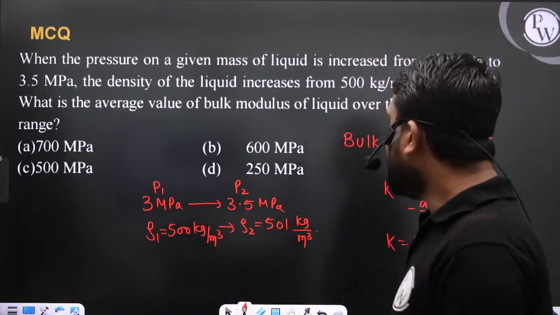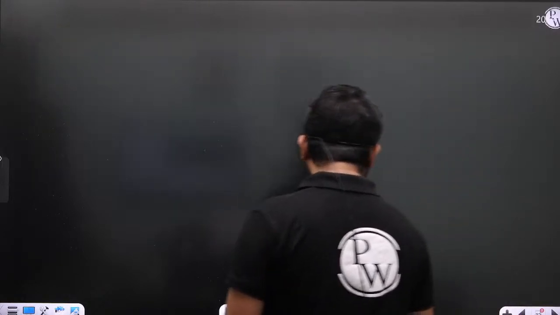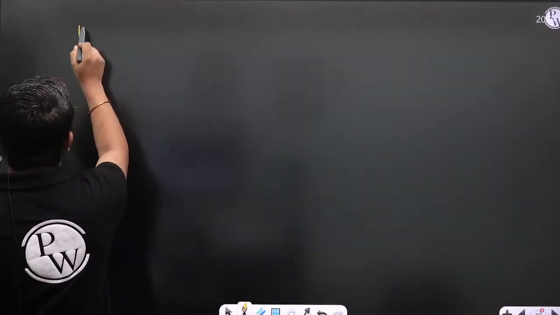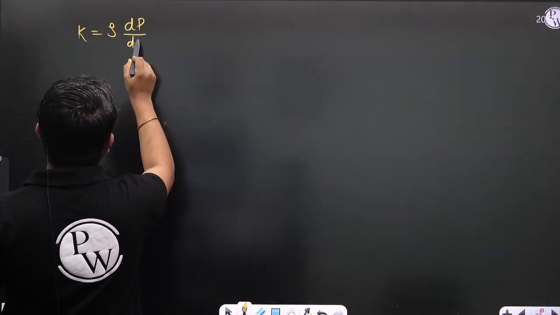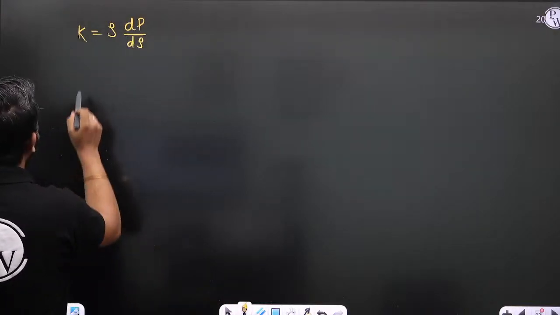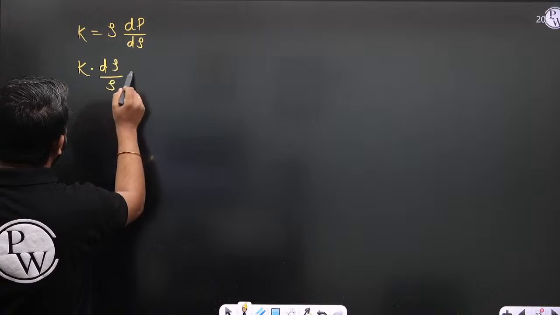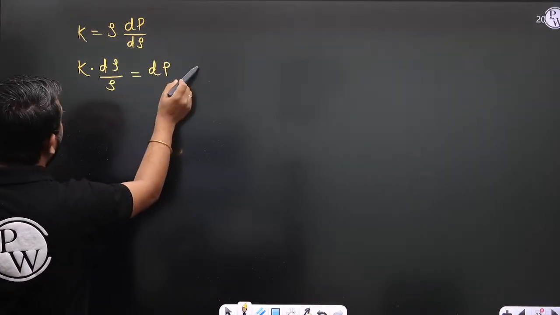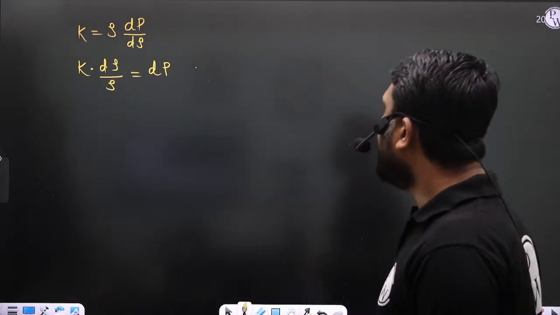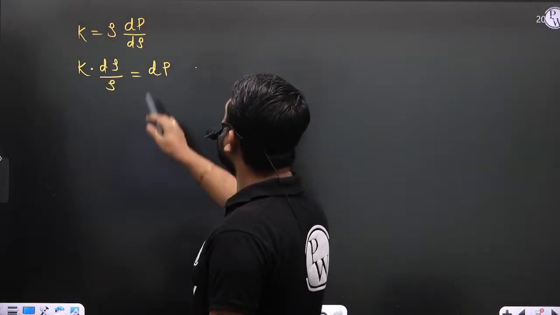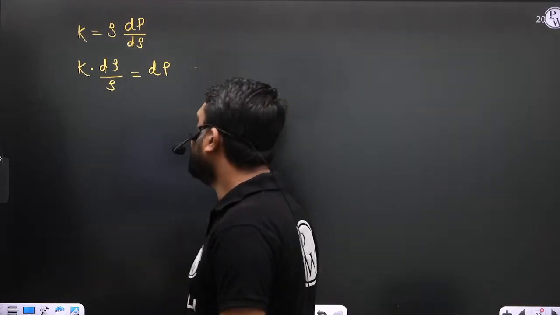Now I want to calculate the bulk modulus. Now beta, if you see here that K is equal to rho dP by d rho, correct? So K multiplied by d rho by rho is equal to dP. We can write it this way: K multiplied by d rho by rho is equal to dP. So we separate the variables.